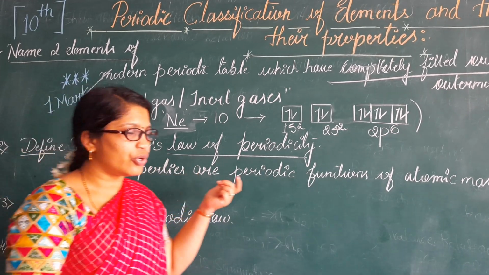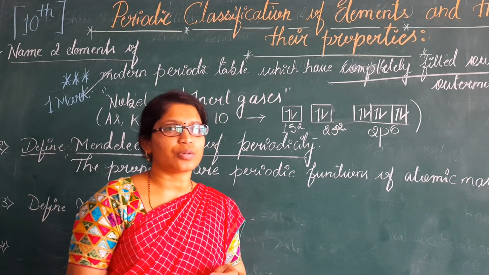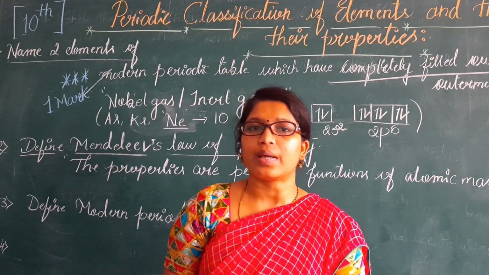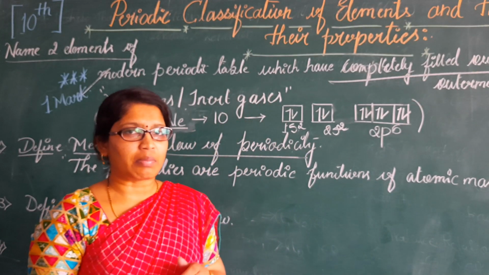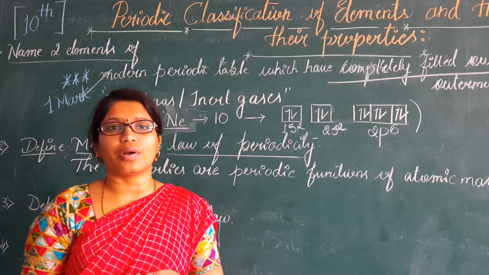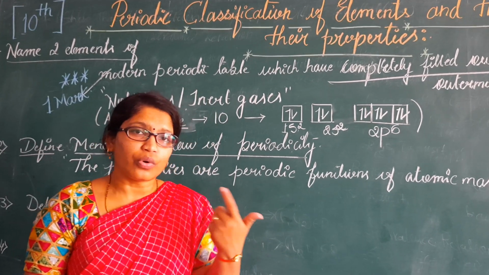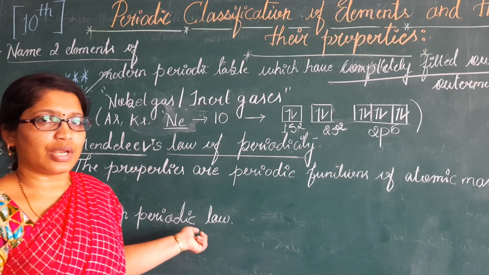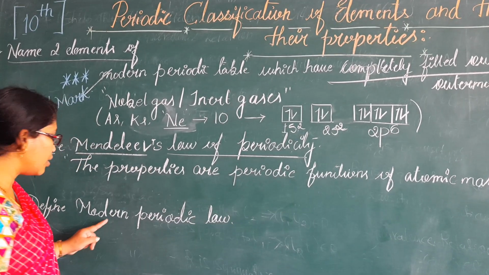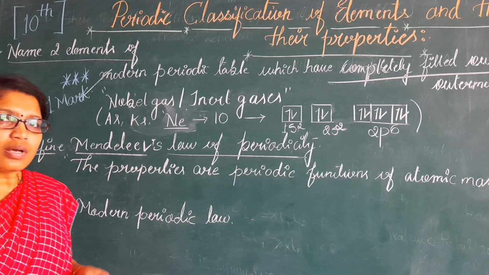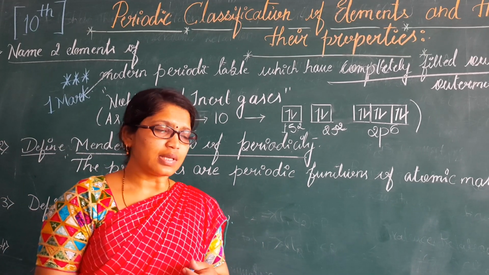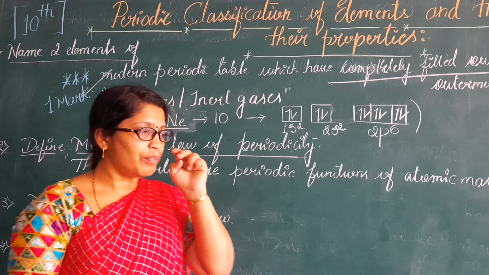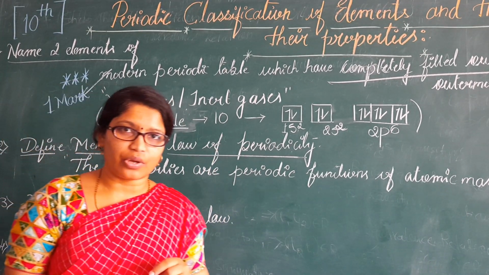There are certain drawbacks we have seen in Mendeleev's periodic table. Some of the isotopes couldn't be placed, and some of the atomic masses were not in increasing order. In order to overcome all the drawbacks, the scientist Henry Moseley introduced the modern periodic law. What does the modern periodic law tell us? Some modifications are done with respect to Mendeleev's periodic table.